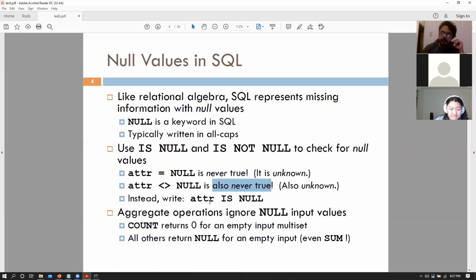So if we have count as our aggregate operation, it would return 0 if I have an empty multiset or a group of values that are all null. Count would return a 0. However, other aggregate operations, sum, min, max, those would return a null or an unknown value, right? Because they don't make any sense in terms of adding up null values. However, count actually returns a zero.